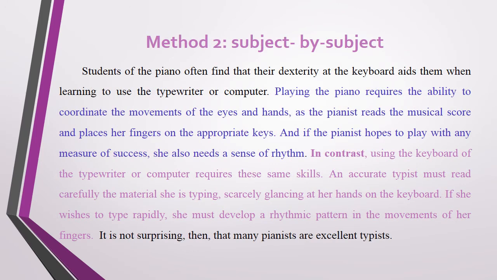This example shows a subject-by-subject organization, method 2. Let's read it. Students of the piano often find that dexterity at the keyboard aids them when learning to use the typewriter or computer. We understand from this topic sentence that there are similarities between using the keyboard of the piano and the keyboard of the typewriter or computer.